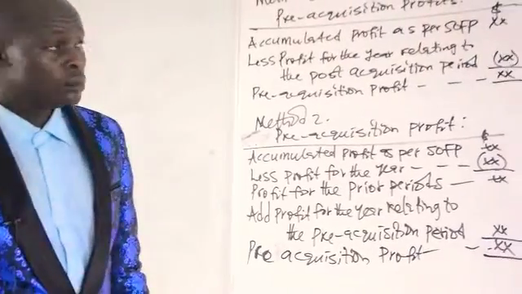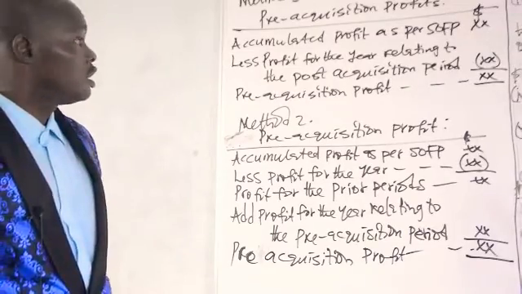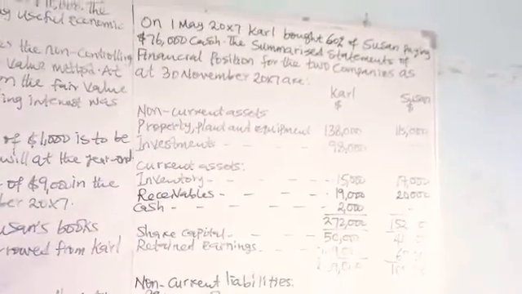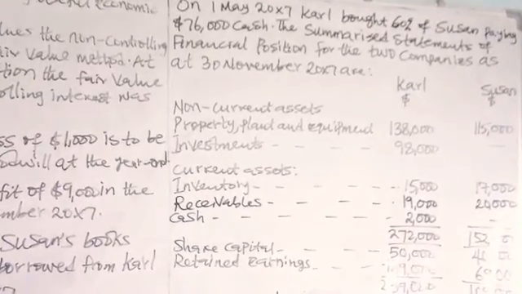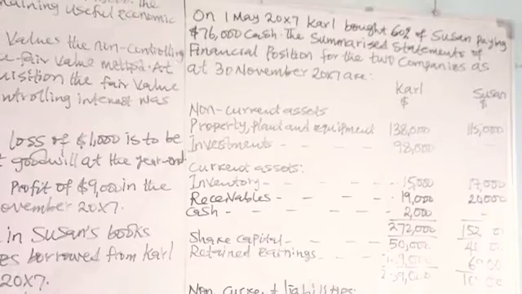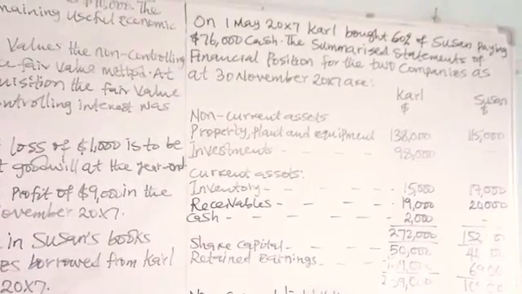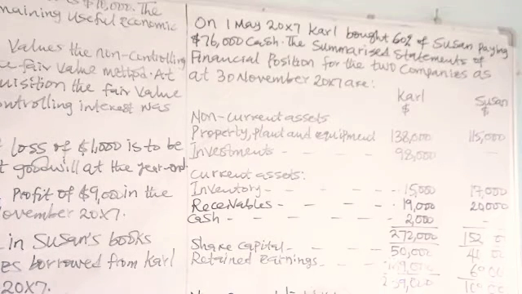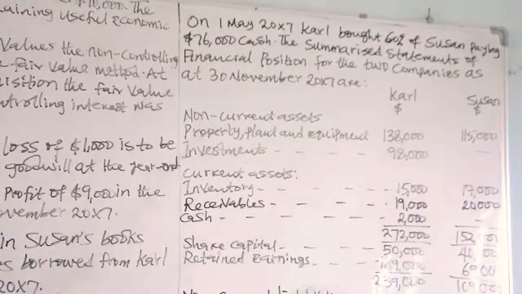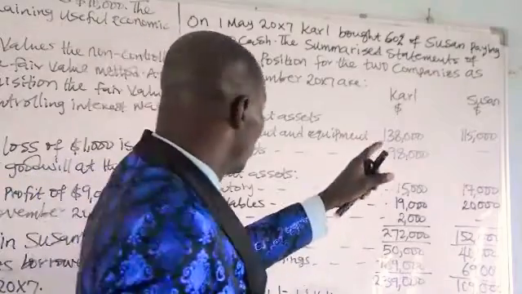So we therefore want to take a worked example. This question is obtained from the ACCA study text by Kaplan. On 1st May 20X7, Carl bought 60% of Suzanne, paying $76,000 cash. The summarized statements of financial position for the two companies as at 30th November 2007 are given for Carl, and equally for Suzanne.